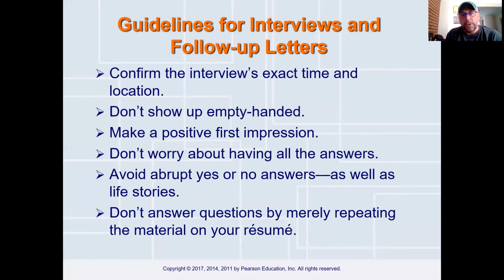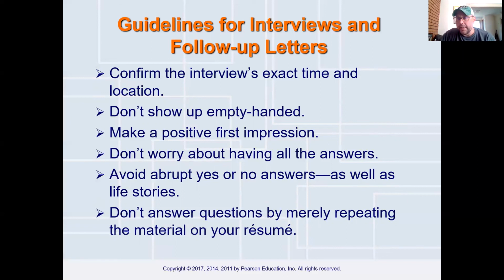Some certain guidelines for interviews and follow-up letters. Confirm the interview's exact time and location. Make sure you know when and where. Drive to it if you can. Make sure you know exactly where that place is so that you show up on time. It is unacceptable to show up and say, oh man, never been here before, or I didn't know there was construction going on. Unacceptable. You need to make sure that you can get there in an amount of time that is going to be acceptable.